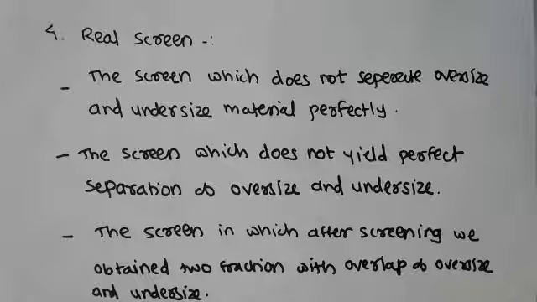And as the real screen does not yield the perfect separation, the efficiency of the real screen will be less than 100%. Whereas, as the ideal screen yields the perfect separation, the efficiency of the ideal screen will always be 100%.